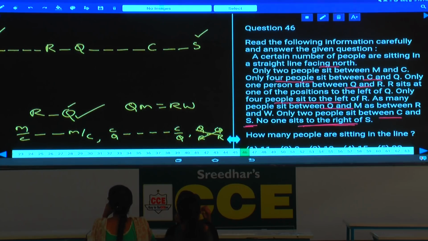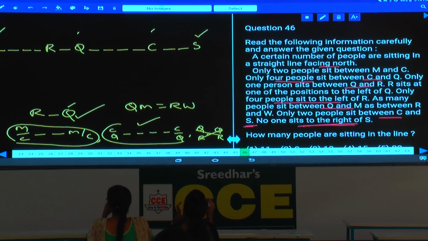Then what is other information here? Between C and M. How many persons in between C and Q? Now, four persons in between C and Q, we have taken this information, isn't it? In fact, this information is not at all required. Without taking that information, we have fixed this C and Q. Then this is done. Now, in between R and Q, we have taken this information.